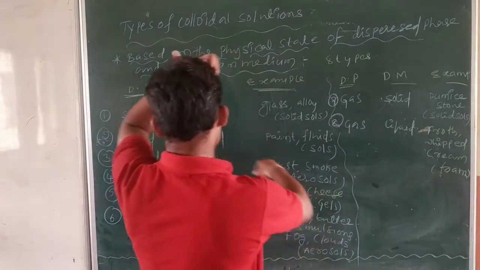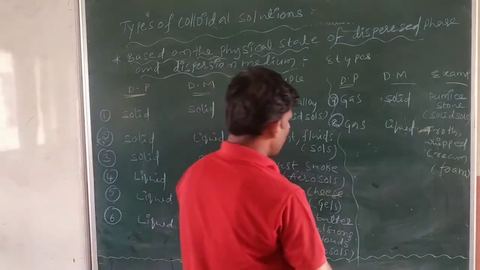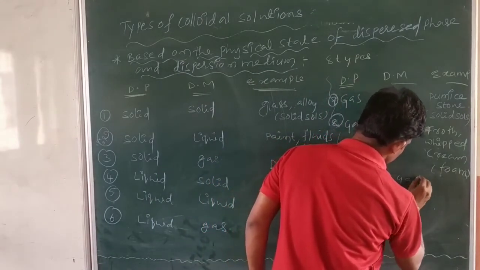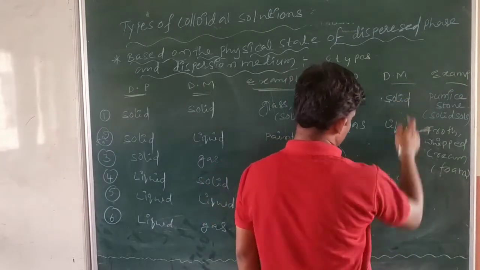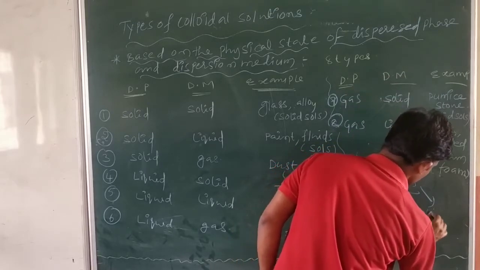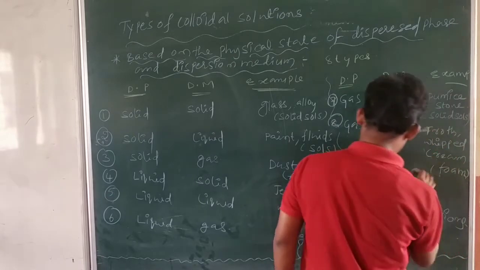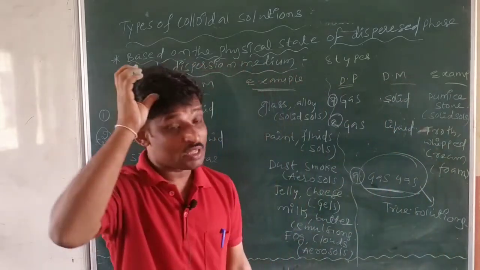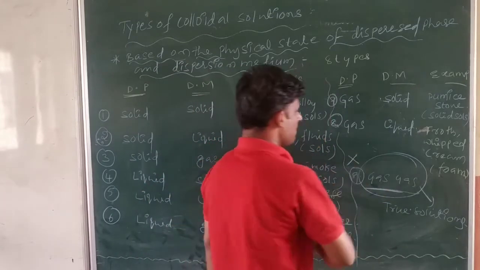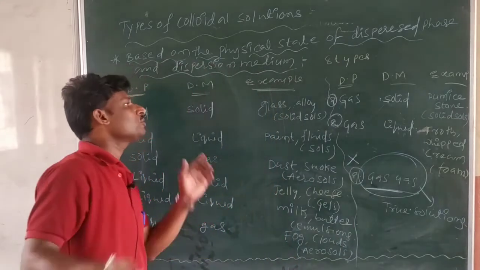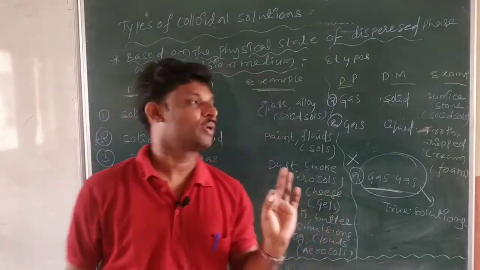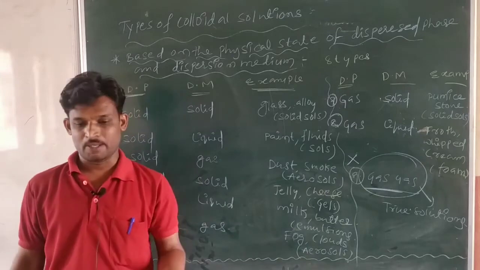Then, sir, what about gas plus gas? You wrote solid, liquid, gas. It may not form. Why? For example, if the dispersed phase is gas and the dispersion medium is gas, then it gives a true solution. Why? Because these are homogeneous mixtures. When gases mix with each other, a homogeneous mixture is formed. That is a true solution. So that's why it is not a colloidal solution. So colloidal solutions are of 8 types. Are you getting my point? Okay, now we'll go to the next.